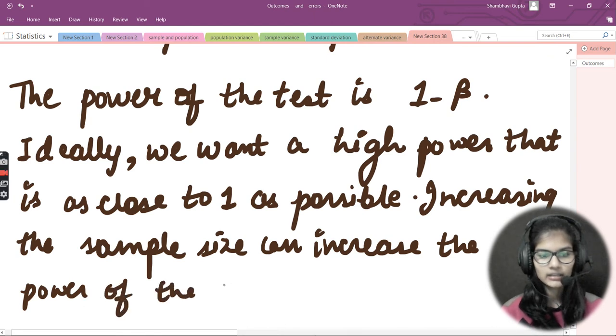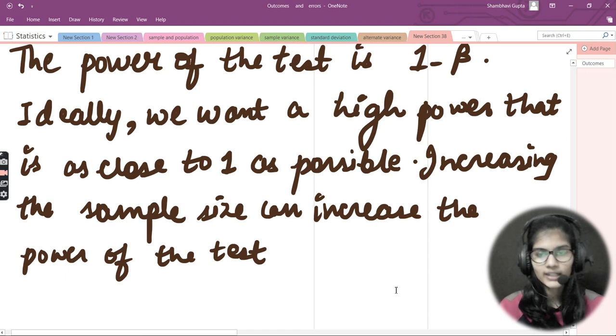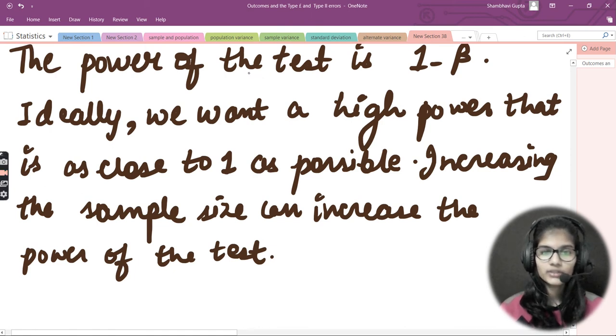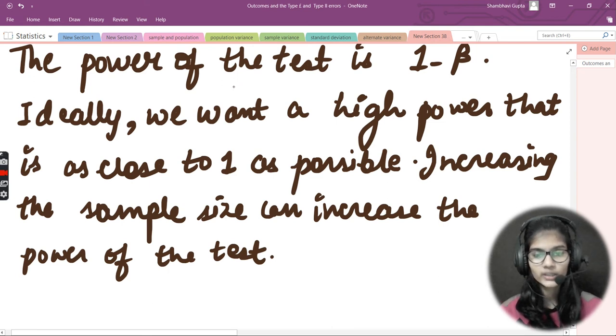Right? So these are all the things that I have just written about the power of test here. The power of test is 1 minus beta. First of all, if you want to calculate that, you'll be writing 1 minus beta. Beta is my type 2 error. Other than that, if you want a high power that is as close to 1 as possible, then if you increase the sample size, the power of your test will also increase. As soon as you increase the sample size, the power of the test will also be increasing. This is the case that comes with the power of the test.